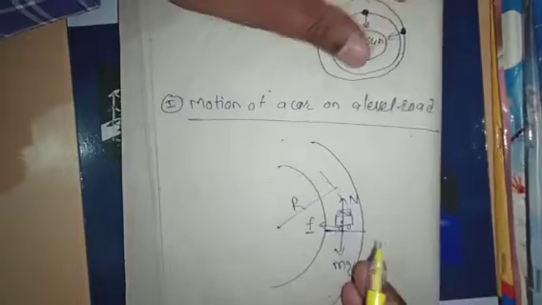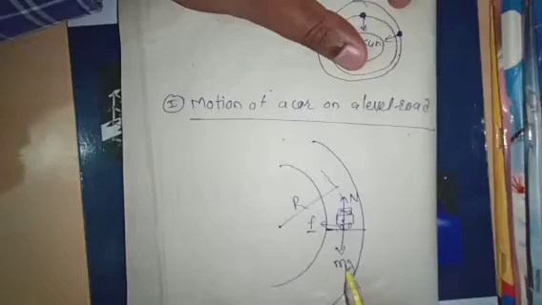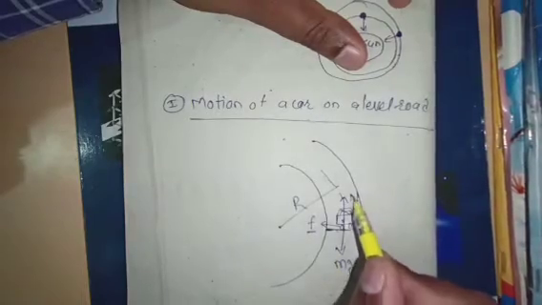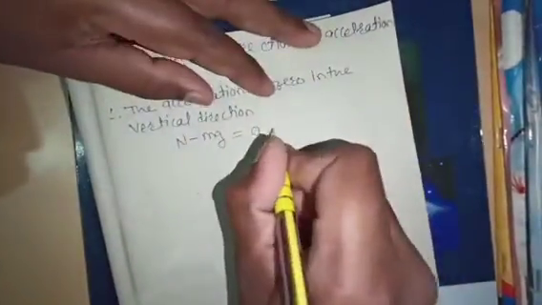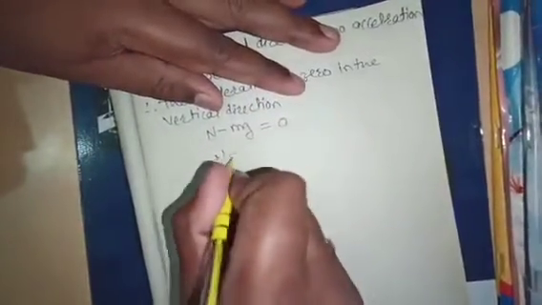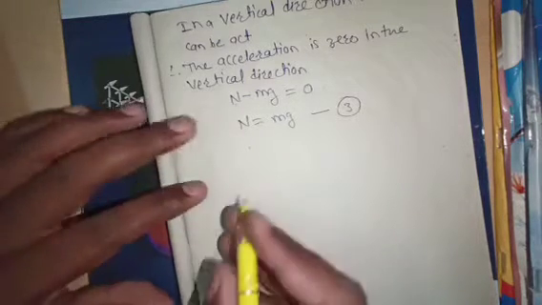Means in the vertical direction, how many forces? N in the upward direction and mg in the downward direction. Therefore, the total force N minus mg is equal to 0. This is equation number 3: N minus mg is equal to 0. Therefore, N is equal to mg. So in the vertical direction, the normal reaction force is equal to mg.